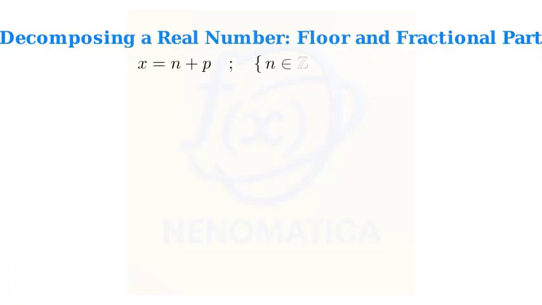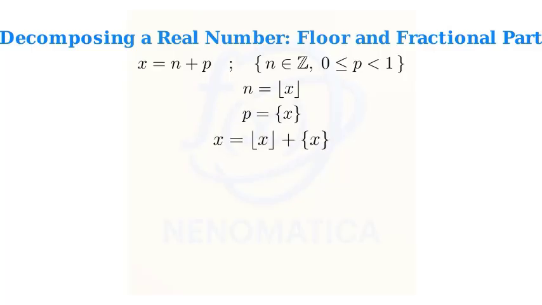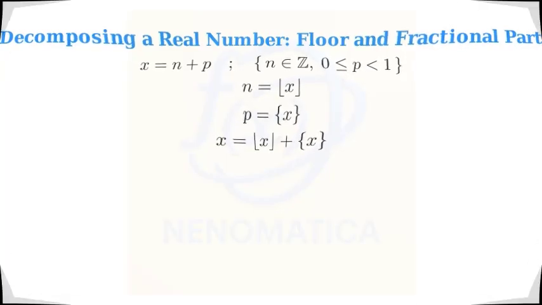For any real number x, there exists an integer n and a decimal part p with 0 less than or equal to p and p strictly less than 1, such that x equals n plus p. We give names to these two pieces. The integer part, n, is called the floor of x, and we write floor of x using the left and right floor brackets. The decimal part p is called the fractional part of x, and we write curly braces. Combining these, x equals floor of x plus fractional part of x.